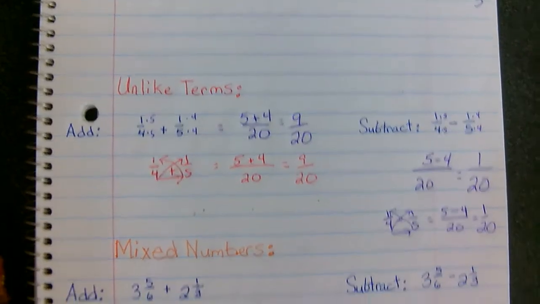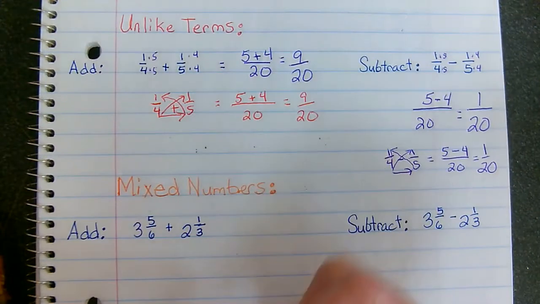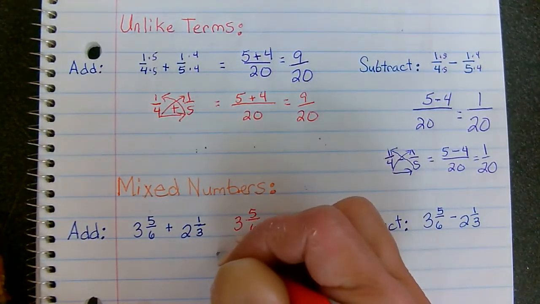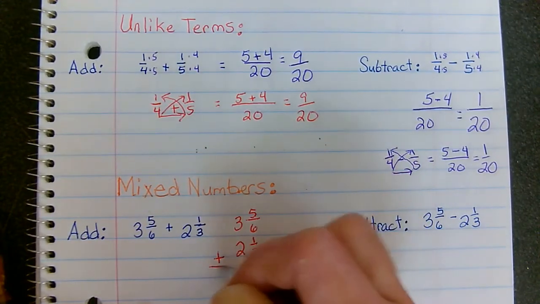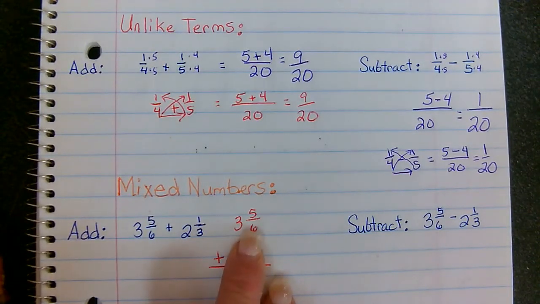Now, let's look at mixed numbers, okay? Best way to do these mixed numbers for sure is to line these up top to bottom. So I'm going to rewrite this problem right here. I'm going to write 3 and 5/6, and underneath it I'm going to put plus 2 and 1/3. Now, the smallest number 3 and 6 go into is actually 6. And that denominator already has a 6. So I'm going to change this one.